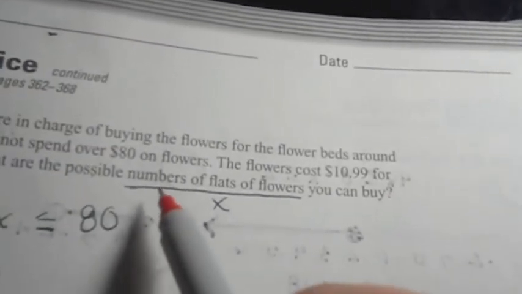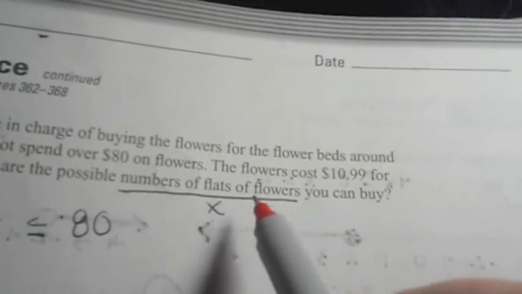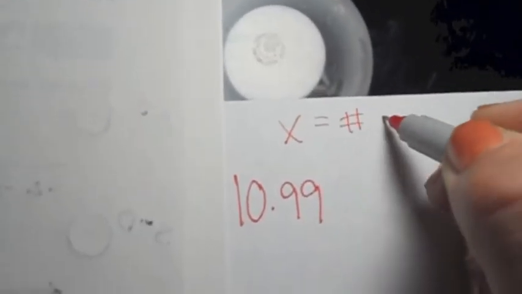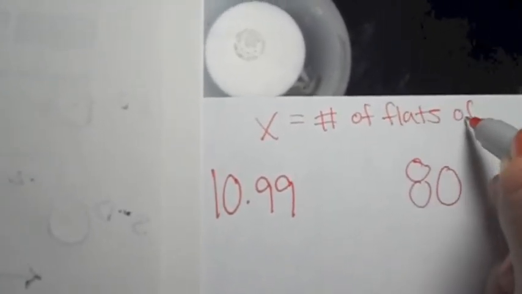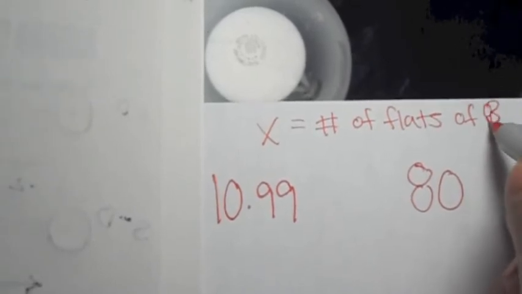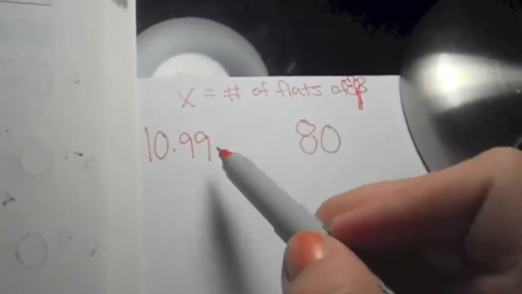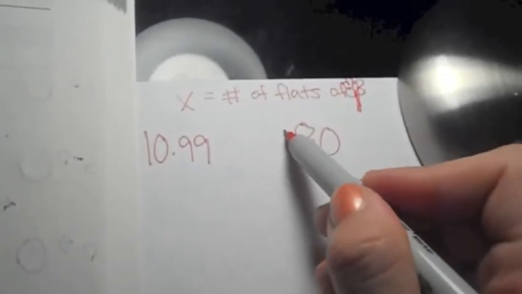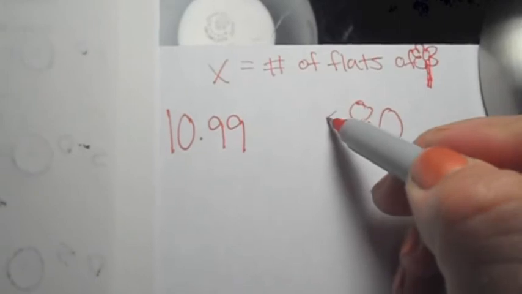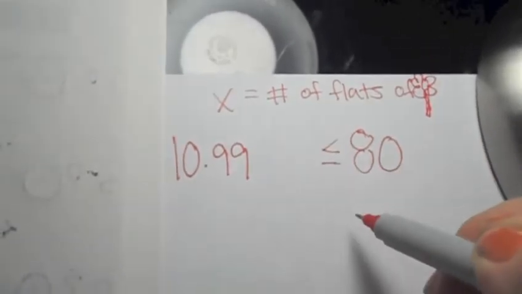So, X is going to be the possible numbers of flats of flowers. So, the number of flats of flowers. Okay? We have a budget that we're working with. So however much we spend, which is going to be here on the left side, needs to be less than or equal to our budget of $80.